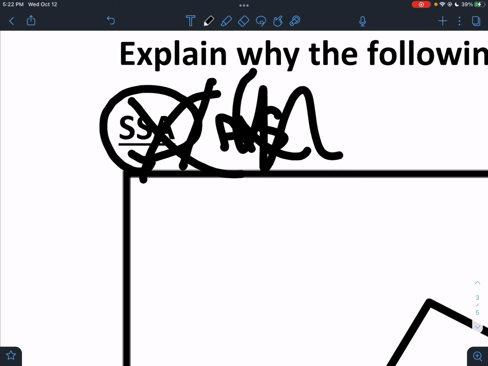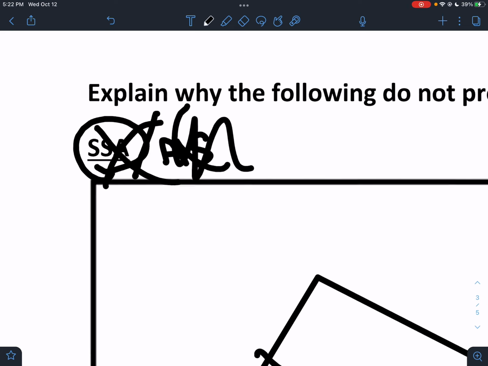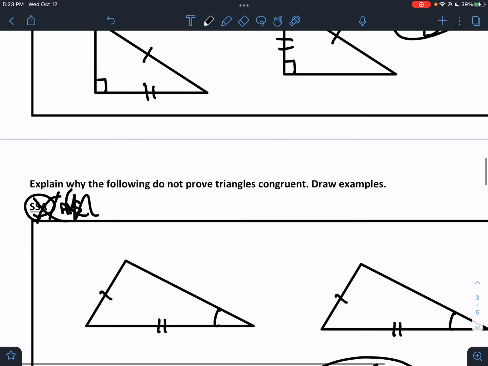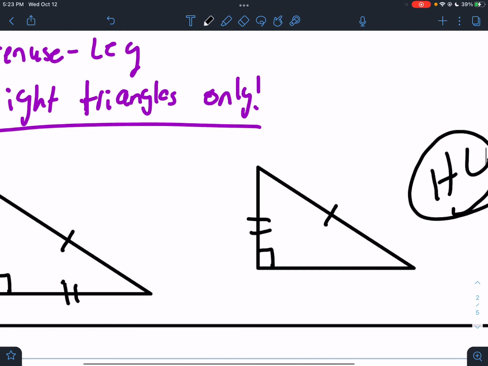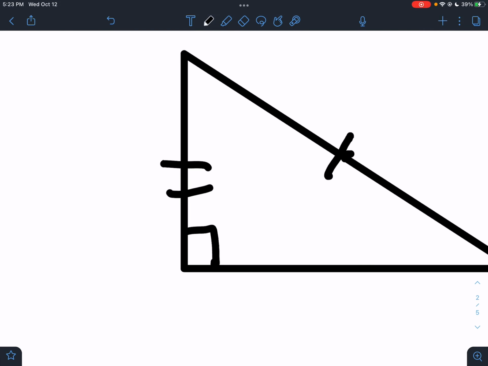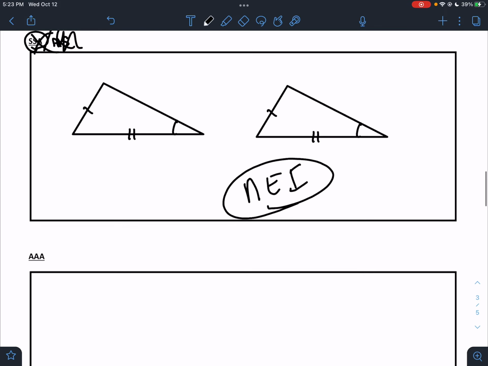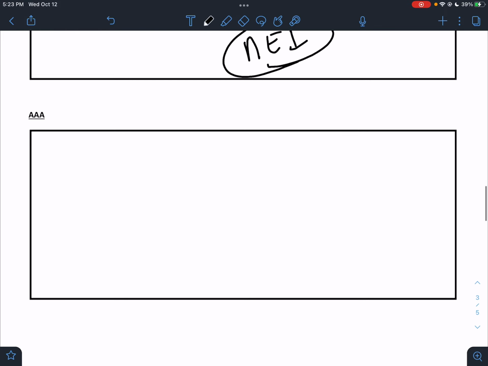SSA is wrong too. The only time you would ever write SSA is if I said which configurations do not prove congruency. SSA is on that list. But you'll never say SSA as an answer. That won't happen. Now, HL looks a lot like SSA. It is side, non-included angle, but the angle is 90. It's a special case. That is going to work. All right, and then AAA, we'll go through this real fast.